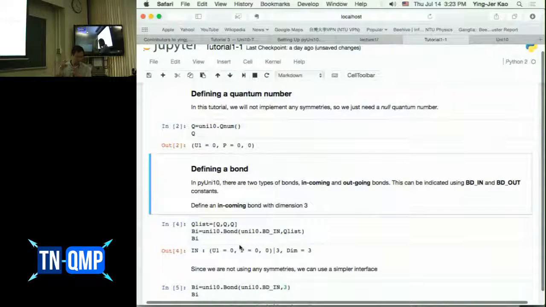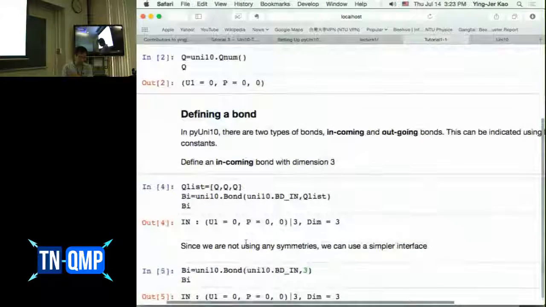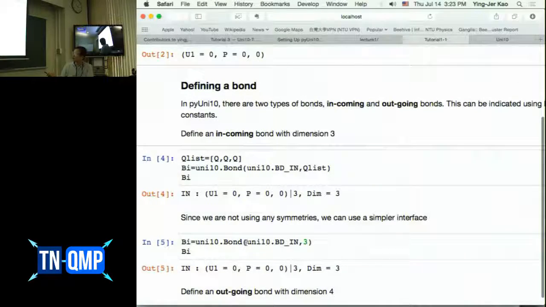And then just take these quantum numbers, so you can define a bound. For example, I can put these quantum numbers in a list, and then I define this bound. I want to call it this in bound. And this bound carries these 3 quantum numbers with charge 0.